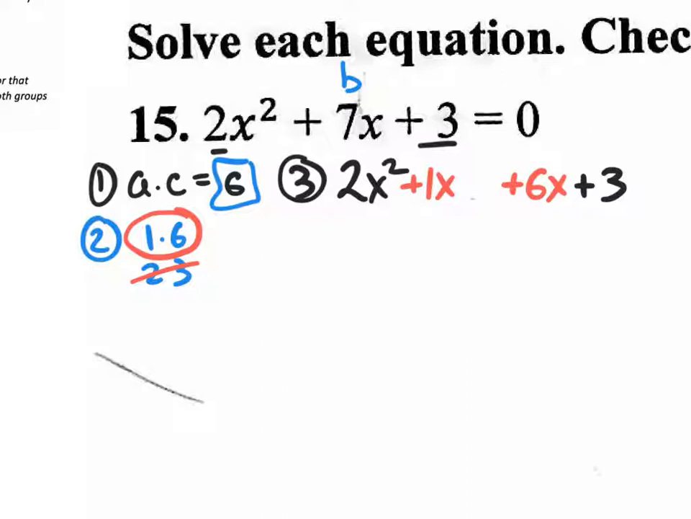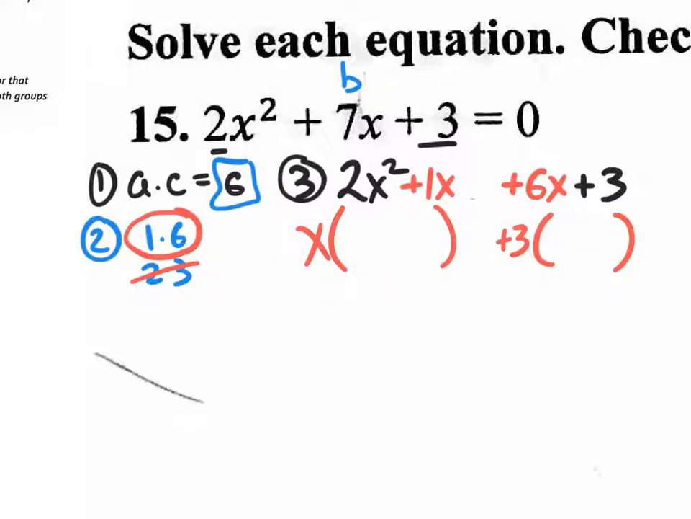Now step 4 is to factor by grouping. And notice I already left space between them. So I could just factor something out of my first group. What could I pull out of my first group? An x. What could I pull out of my second group? 3.